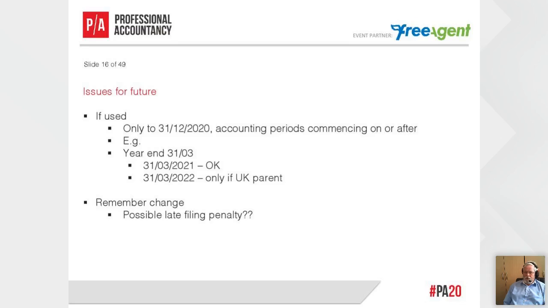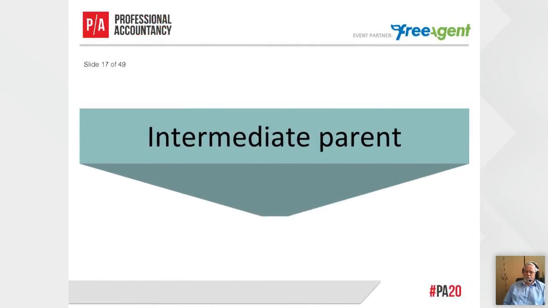So if it is being used, I suppose the important thing to remember here is if that parent had actually been in Germany, and you had a December period end, your financial statements of the 31st December 2020 would have been okay, but making your way forward to the 31st December 2021, you'd have to prepare financial statements and file them with the registrar. I suppose it's a simple case here of, are you going to remember to do that? Because if you don't, obviously, there will be a late filing penalty.